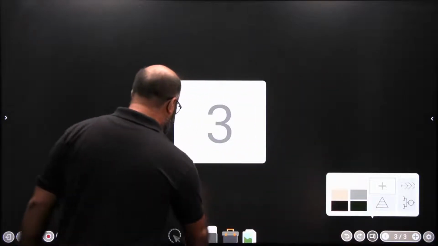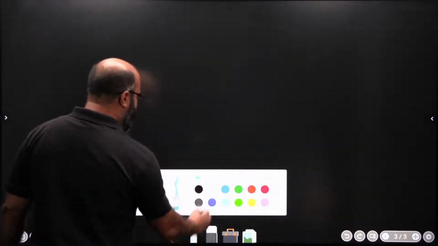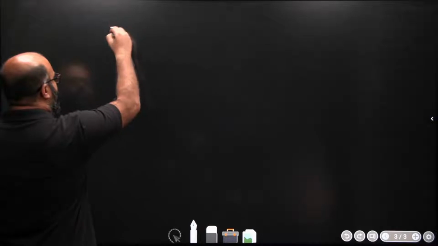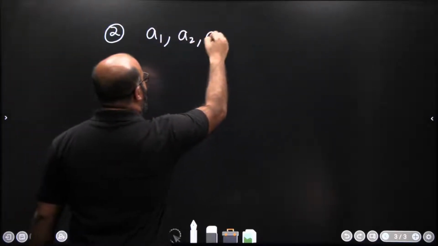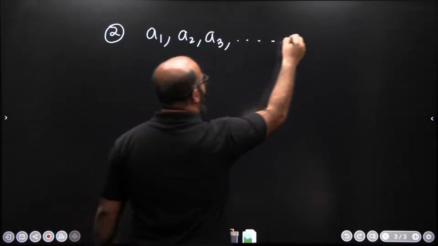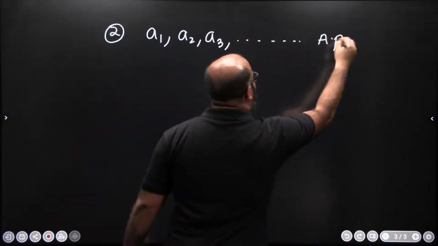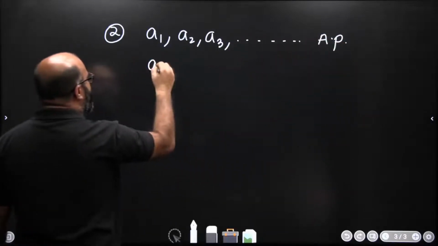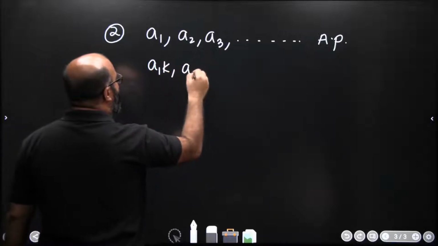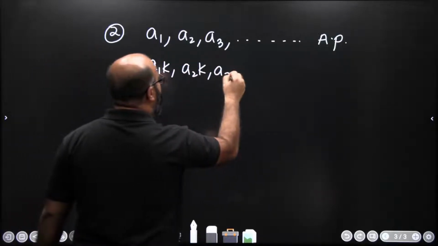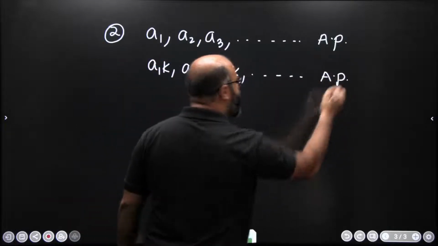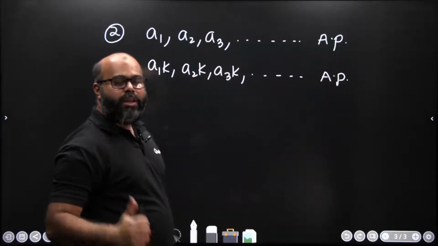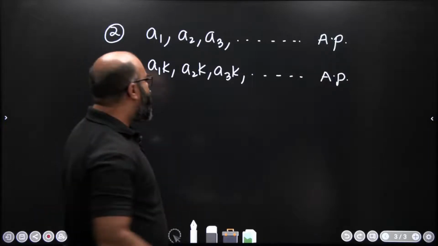The second property is about multiplication and division with a non-zero constant. If we take A1, A2, A3, and so on, an AP, and we multiply each of these terms with a non-zero constant k, what do we get? We still get an AP. Do we get an AP? Yes, students, we get an AP. But here the common difference will change. How will the common difference change?